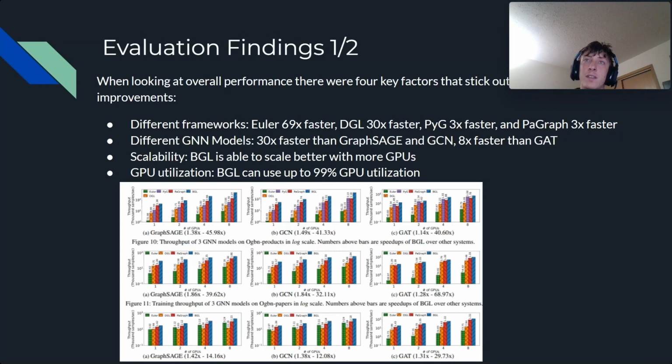The last factor is GPU utilization. BGL was able to achieve 99% GPU utilization, both using a single GPU and when scaling to multiple GPUs. This is a major improvement when you compare that to DGL's 38% utilization and GraphSage's 10% utilization. Below, you can see changes in throughput over the different models.